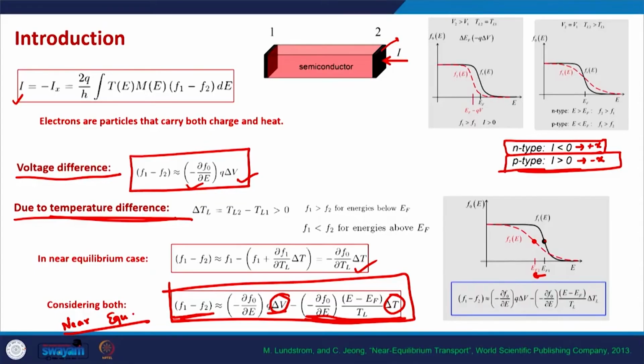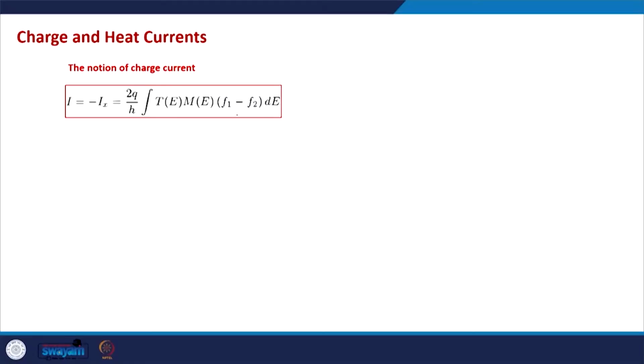With this, I think this is a good time to introduce a new kind of current in conductors, because electrons are particles that carry both charge and heat. Electrons carry charge as well as heat, and this we discussed last time. So this is how we define the charge current, and in this case this expression becomes the expression for charge current, because we have this factor of Q here.